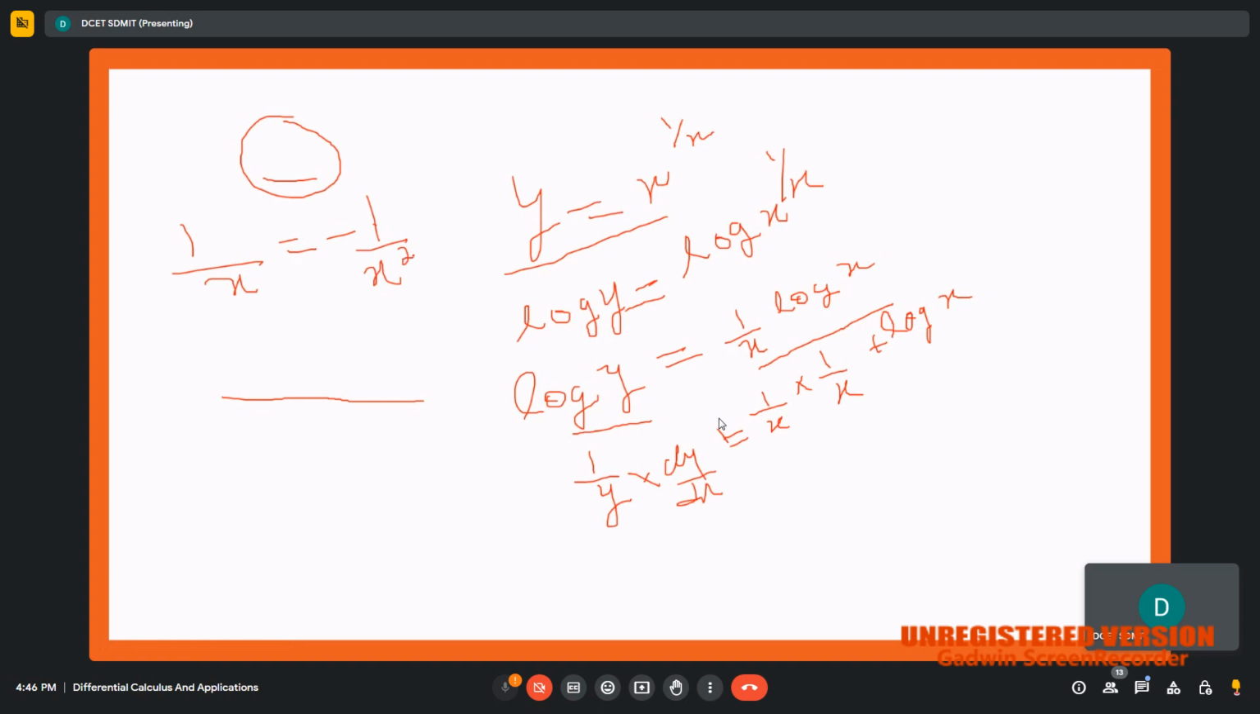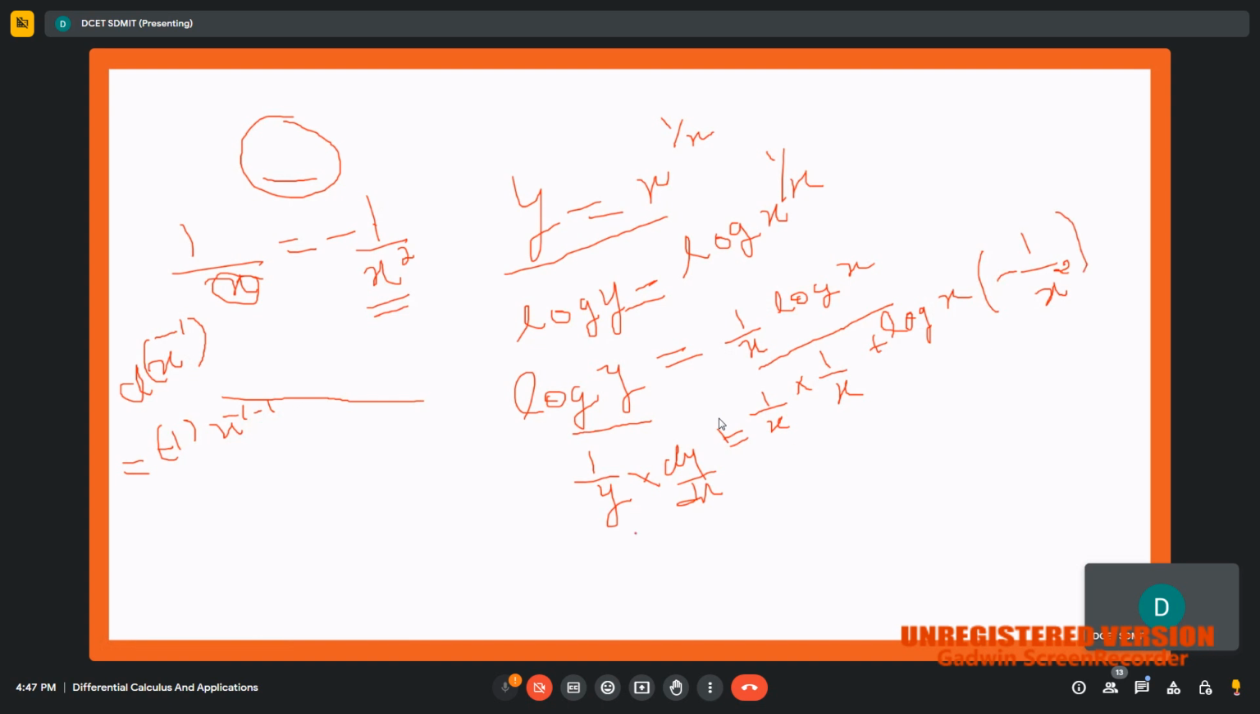Why minus 1 by x square? Because 1 by x, if we take it to the numerator, becomes x to the power of minus 1. What is the differentiation of x to the power of minus 1? We apply the power rule: n is minus 1, into x to the power of minus 1 minus 1, which is minus 2, so minus 1 by x to the power of minus 2. What do we do with the negative power? We take it to the denominator, that is x square. So the differentiation of 1 by x is minus 1 by x square.